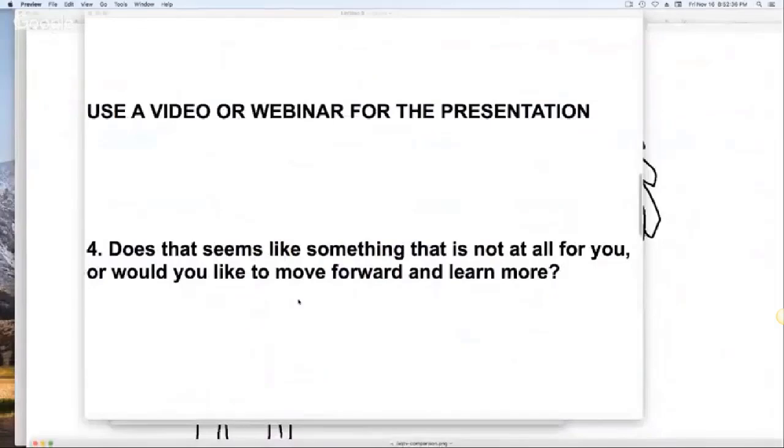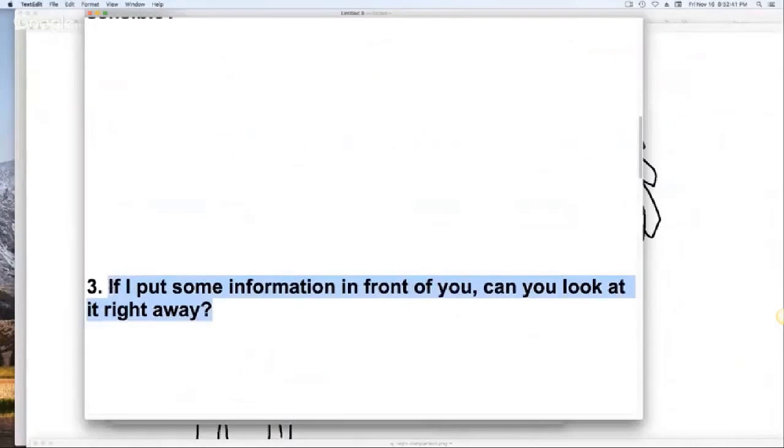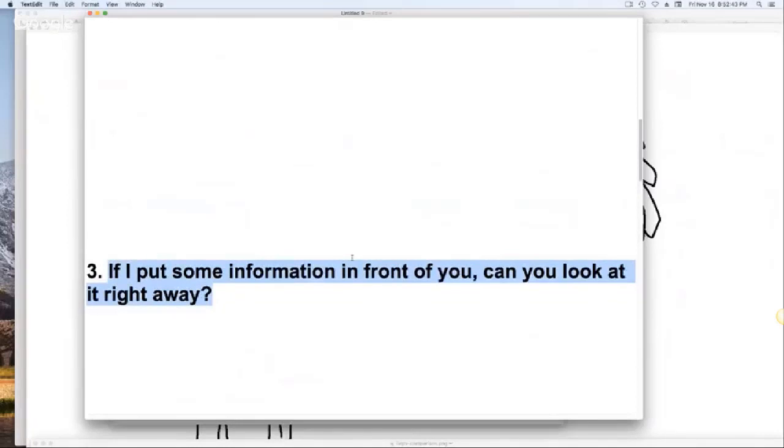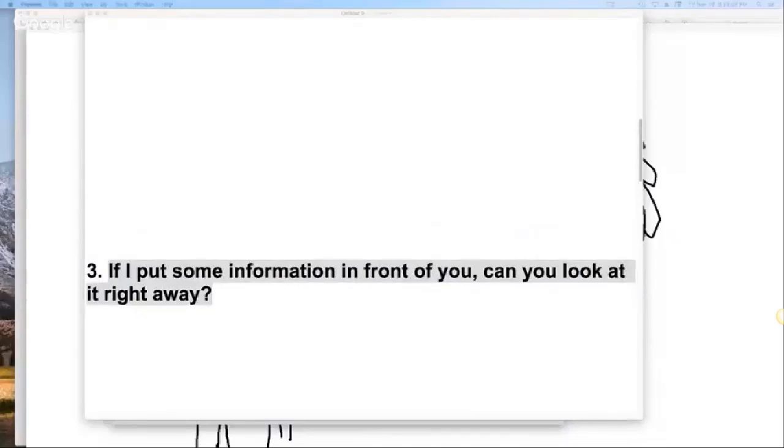When we go here, if I put some information in front of you, can you look at it right away? There's a 15-minute video about the business. They watch it. If it's a product approach, it's a 2-minute video. Hey, I'm going to send you a 2-minute video. Can you watch it right now? Great. Did you watch it? Awesome. Does that seem like something you'd like to give a try for free? Sweet. I'll set you up. It's the easiest thing in the world. It's easy. Let's look at a product approach.